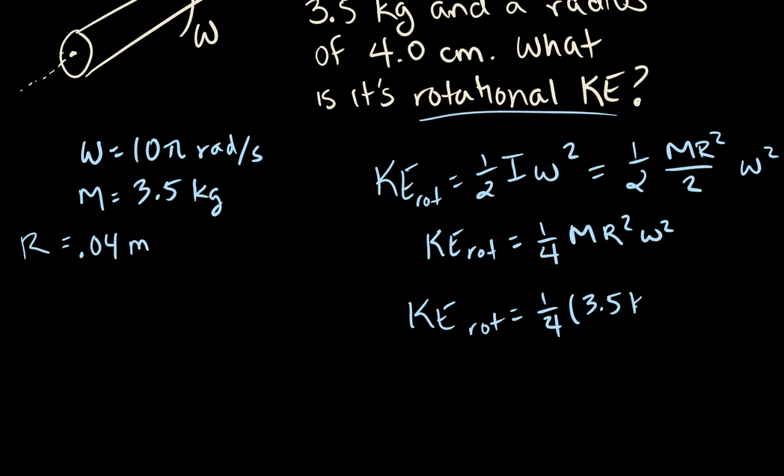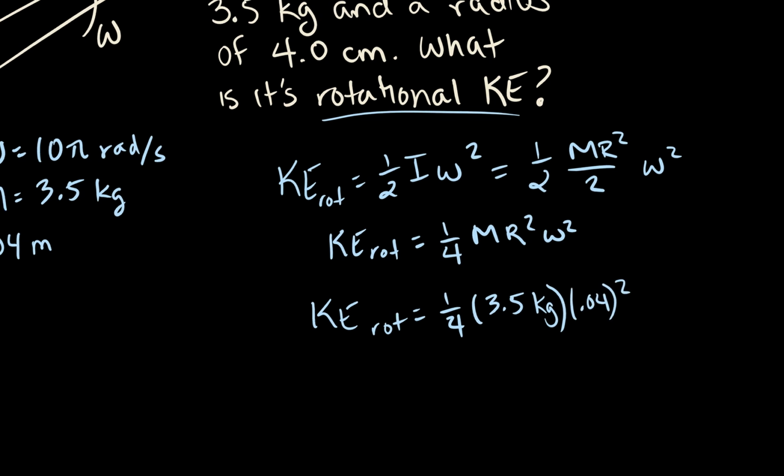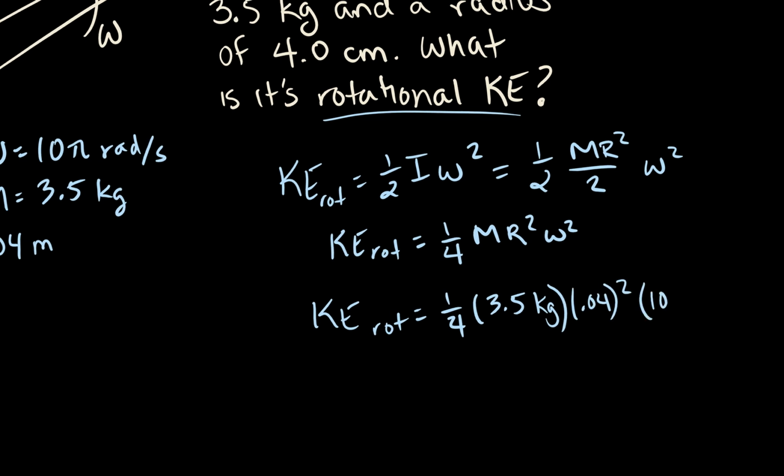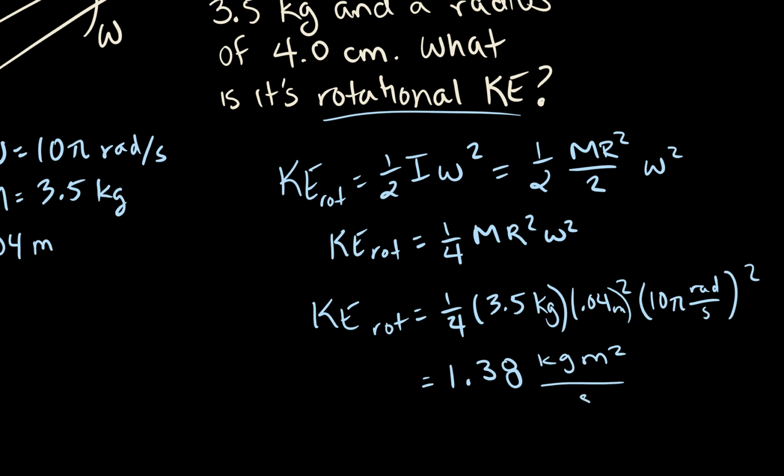Actually, I'm going to show the units this time, kilograms. r is 0.04, and we need to square it. And then our omega is 10 pi radians per second, squared. And our 0.04 was in meters. I forgot I said I was going to show the units. Okay, so that equals, you do it on your calculator, 1.38. And the units that we're left with are kilograms meters squared per second squared.